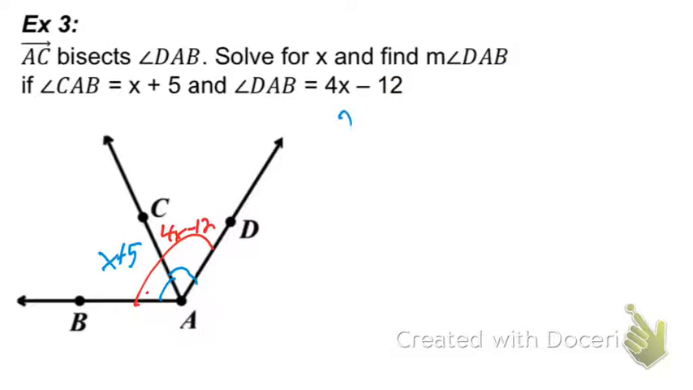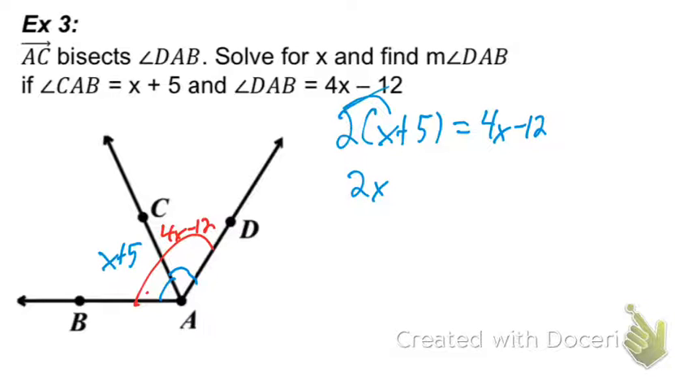So we'll double one of the measures, we'll put 2 times one of the measures, x plus 5, that we're given, the small one. And that's going to equal our big measure, 4x minus 12. Because if we double half of the whole angle, we'll get the whole angle. So to start off this equation, we'll distribute our 2, and we'll do 2 times x and get 2x. We'll do 2 times 5 and get the 10 equals 4x minus 12. We'll subtract, you could subtract the 10 first, but I'll start by subtracting 2x.